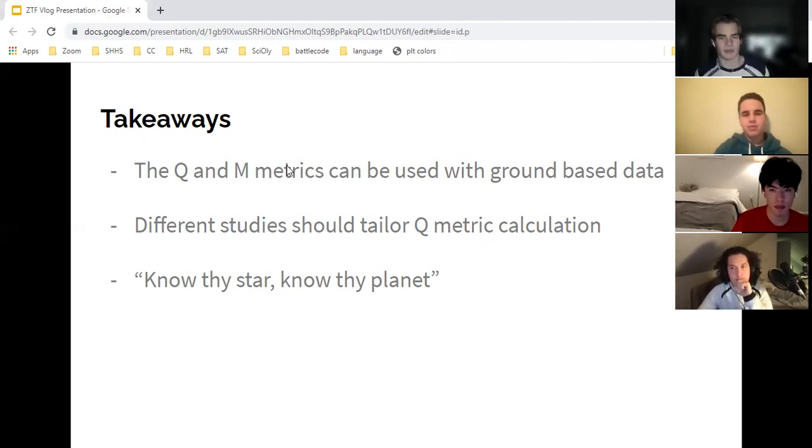And these metrics that were traditionally tested on space-based telescopes work pretty well. We showed we only had to reclassify 11% of objects, and originally we didn't know if it was possible to use Q and M accurately on ground-based data. So ZTF turned out really well for us.